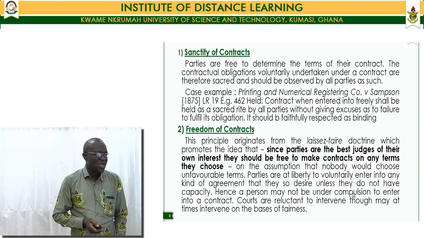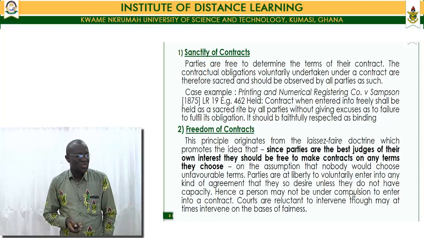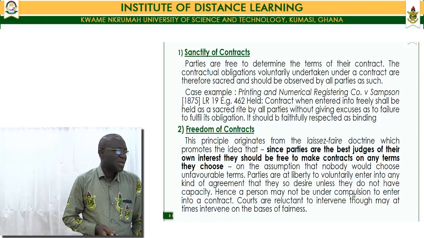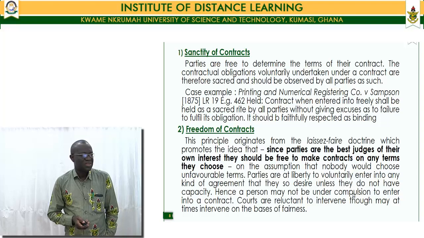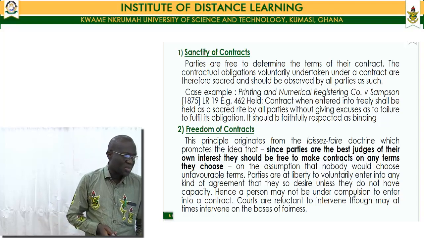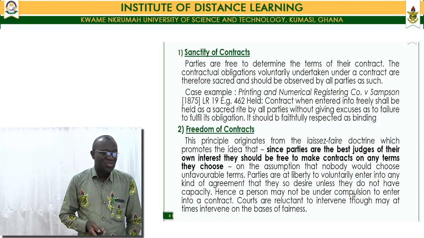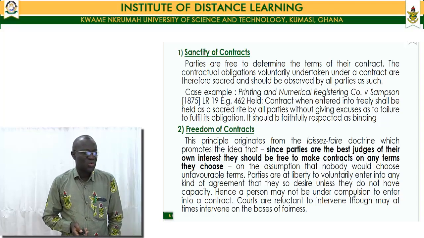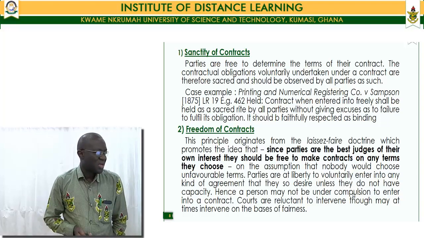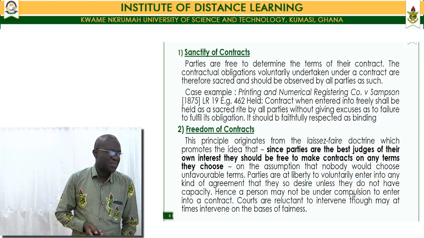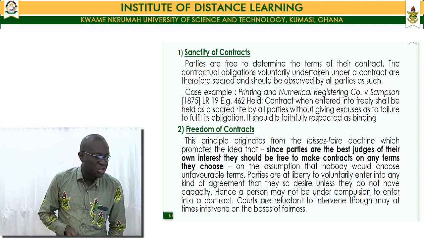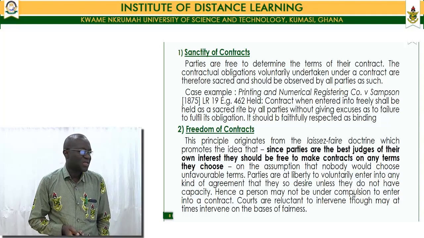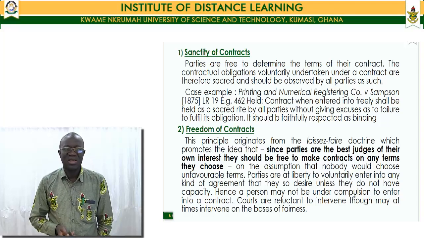As for capacity, that will be an underlying principle. So on the assumption that nobody will choose unfavorable terms, they must all be the best judges of their own agreements. Parties are at liberty to voluntarily enter into any kind of agreement that they so desire, unless they do not have capacity. Hence, a person may not be under compulsion to enter into a contract. So you cannot be coerced or forced to sign a contract or to enter a contract. It must be a free will.